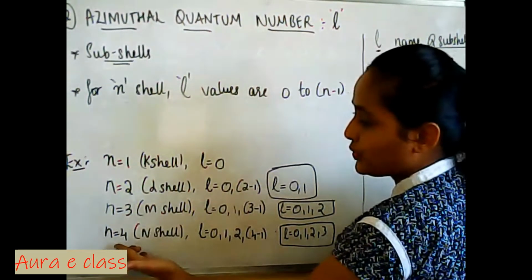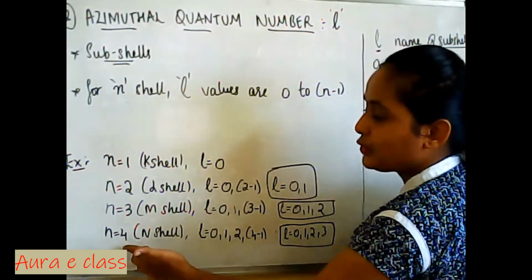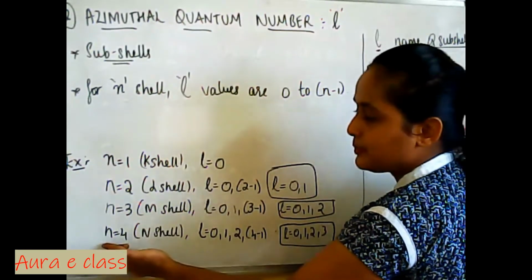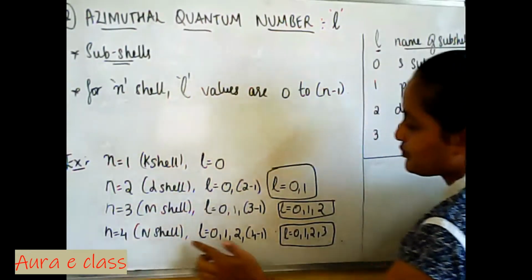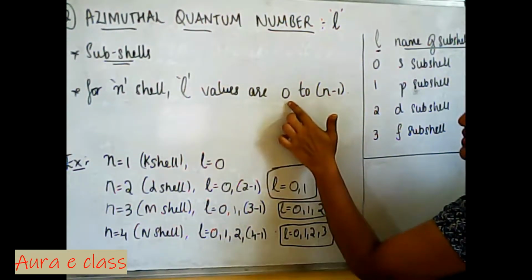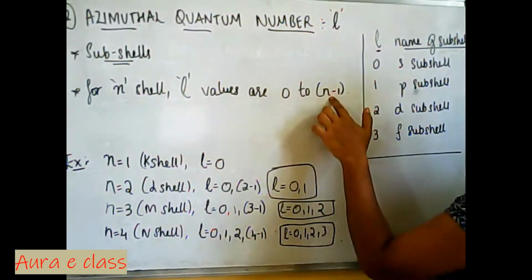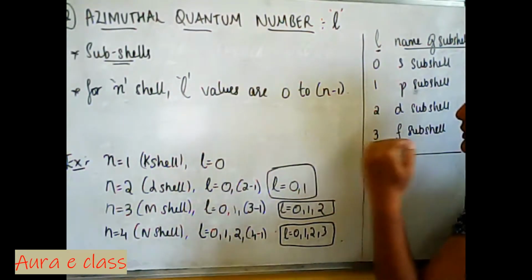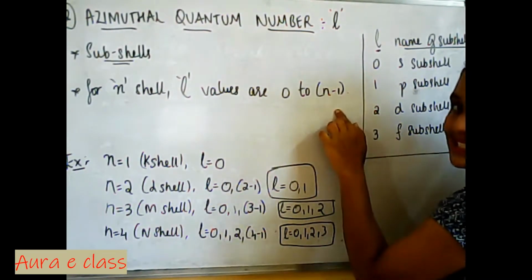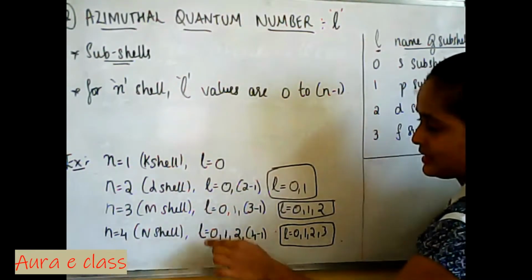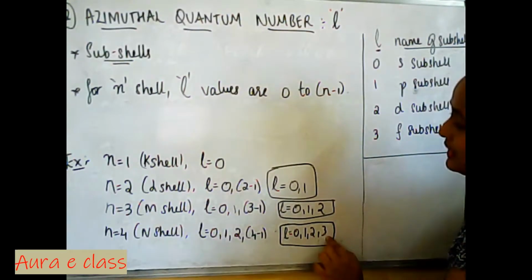Next, let us move to the last shell, that is the N shell. n is equal to 4. The principal quantum number is 4. The name of the shell is N shell. Substitute in this formula. 0 to, what is n? It is 4. What is 4 minus 1? 3. So I can have values from 0 to 3: 0, 1, 2, 3.